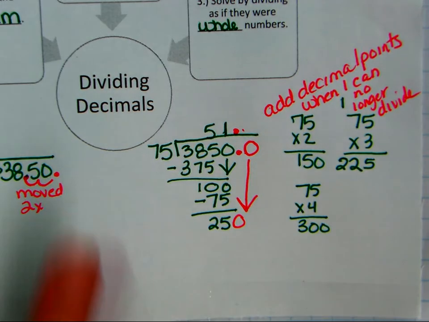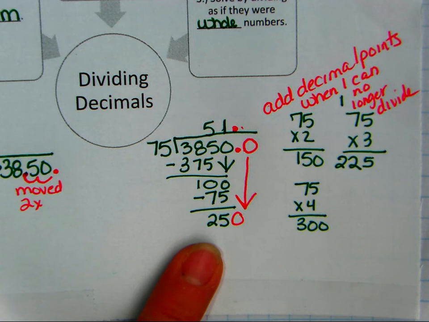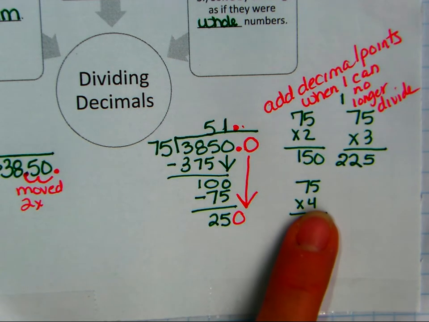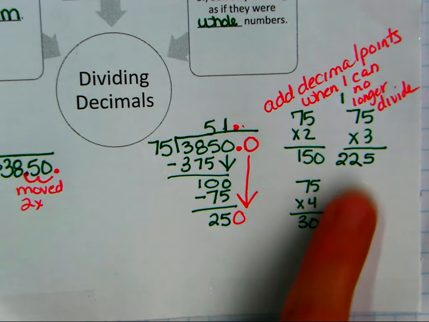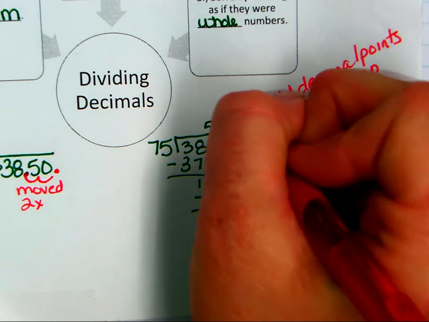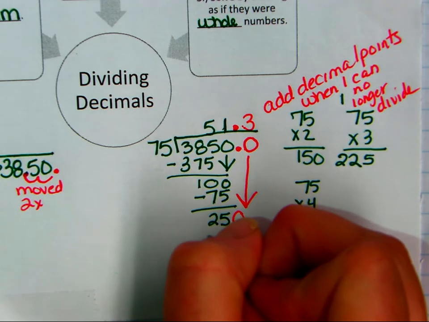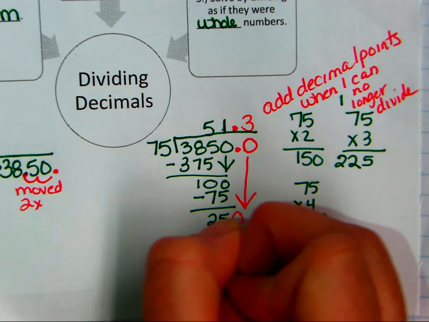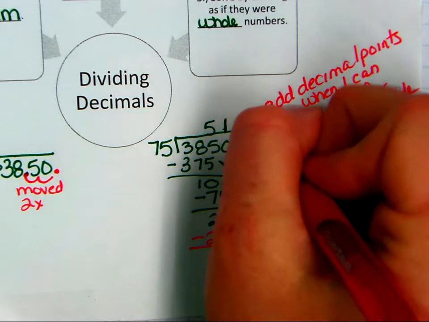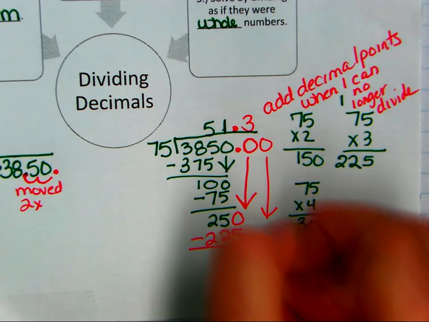So now I have 75 into 250. Well, I know that 75 times 3 is 225, so that's going to be close. So I'm going to write a 3, which is 225, subtract. I'm going to get 25. Oh, look what's going to happen. I'm going to add another 0, drop it down, and I'm going to get this repeated number.